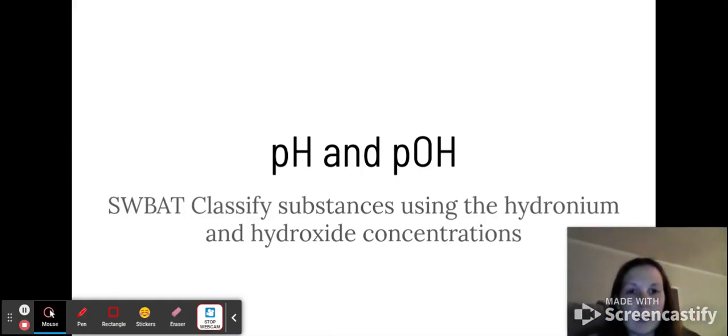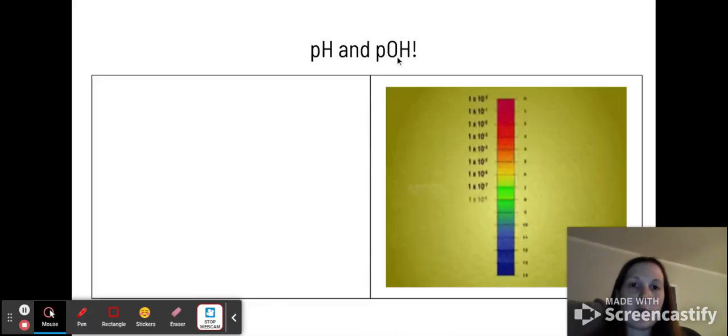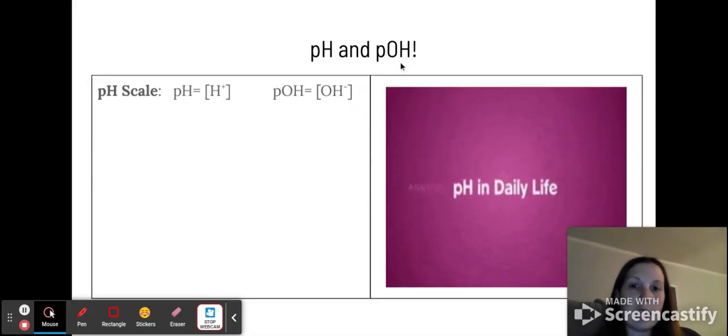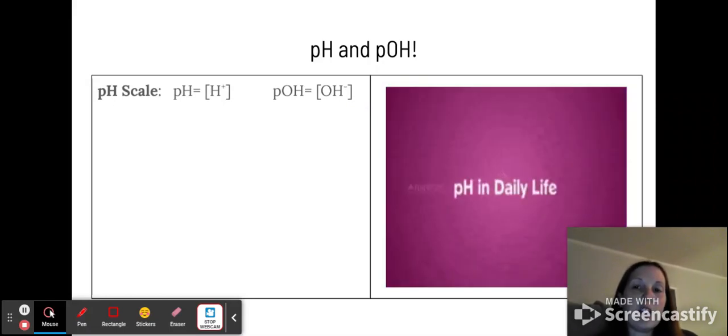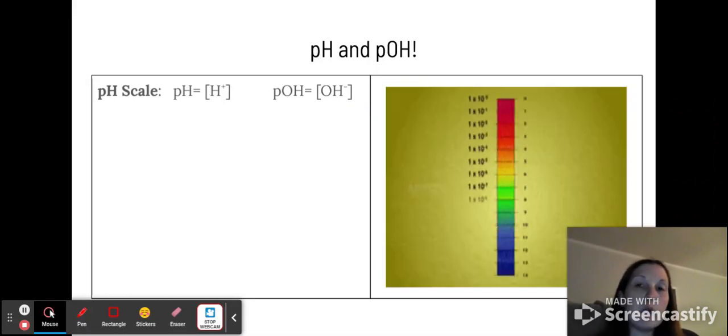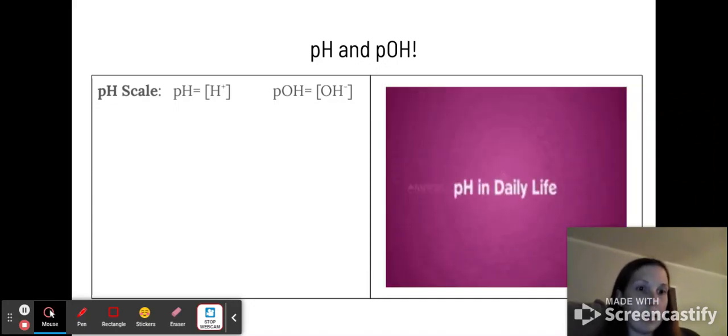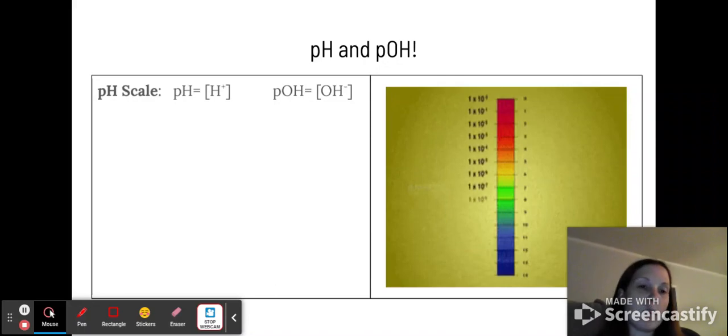Hey everyone, this is our lesson on pH and pOH, and by the end of this lesson you should be able to classify substances using the hydronium and hydroxide concentrations. So first let's make sure we understand what these are. These are measurements of the acidity or the basicity of a solution. So we use the pH scale here. pH is the potency of H+, so how much H+ is present in the solution. pOH is the potency of OH-.